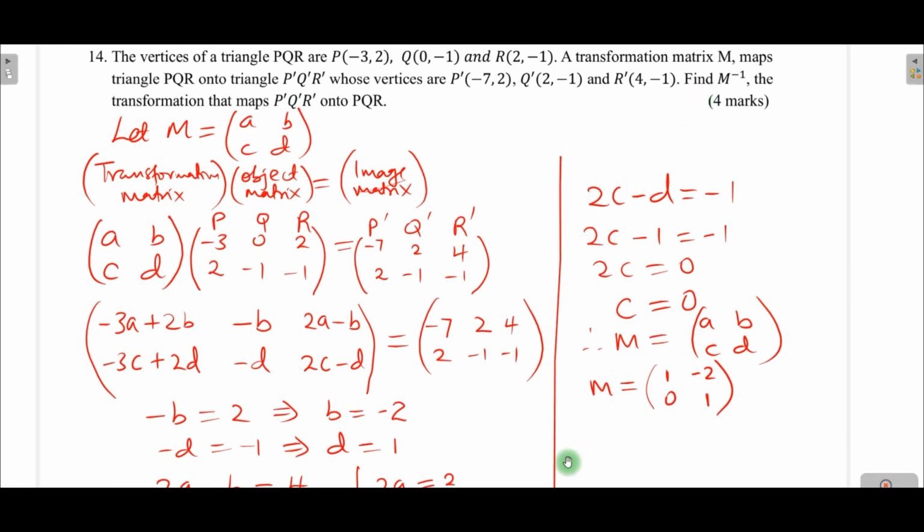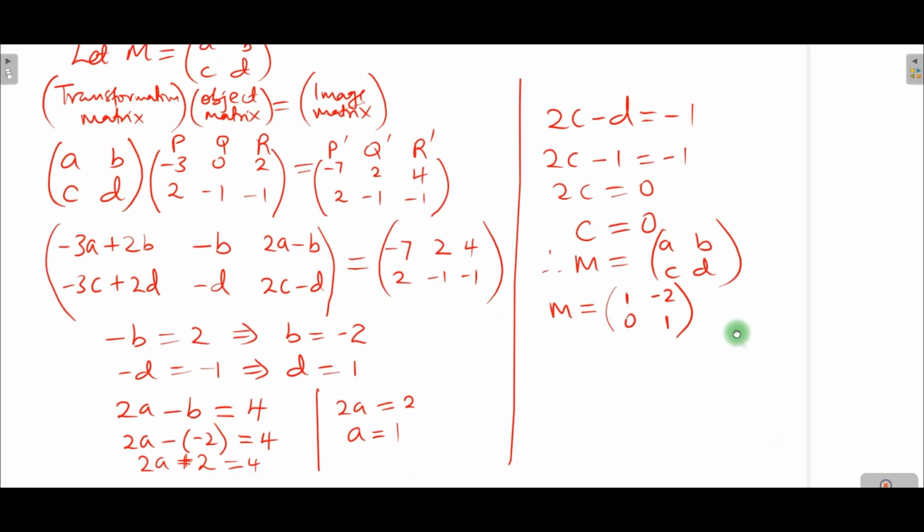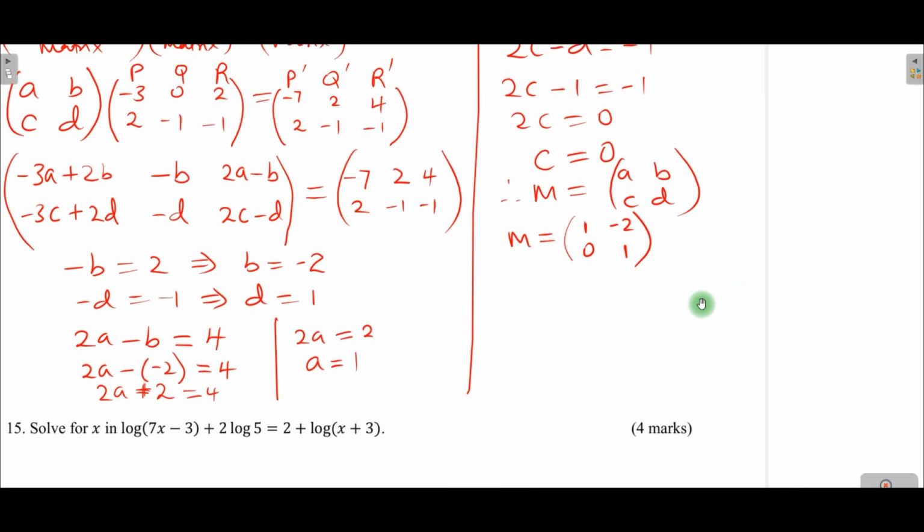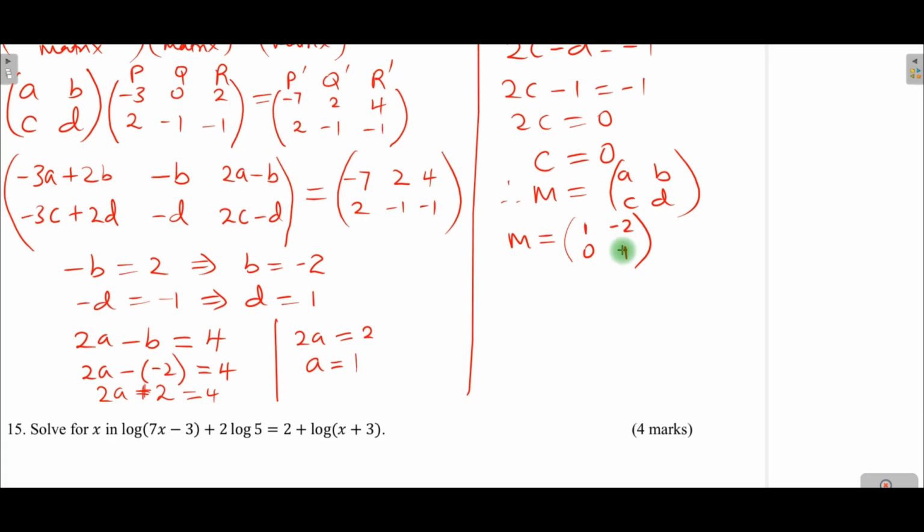So we need to find M inverse. So we need to find the inverse of this matrix, the transformation that will map P prime Q prime R prime back onto its original position. So to get the inverse, first we get the determinant. Let us get the determinant of M.